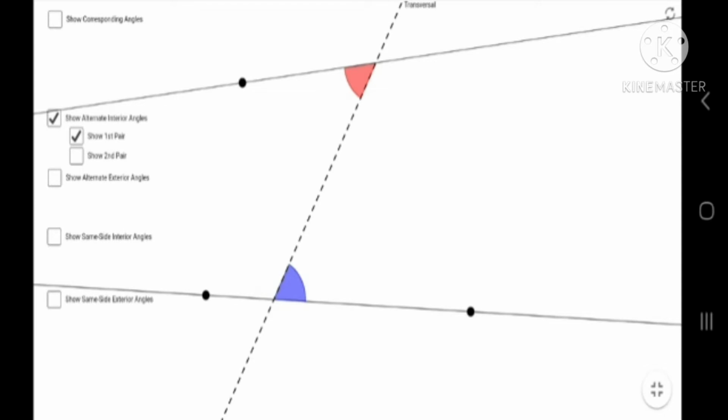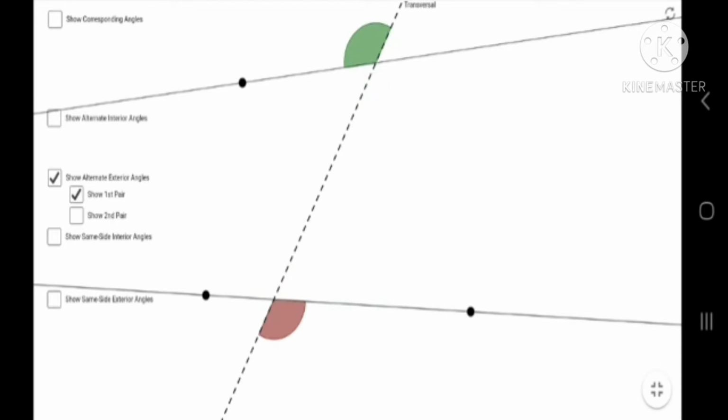Let's see the alternate interior angles. The name says these are interior angles because they lie within the given two lines, that is, inside the given lines. And they are alternate to each other as they lie on either side of the transversal. As you can see here, one left and one right, so they are called alternate interior angles. There are two pairs: this is the first pair, and this is the second pair.